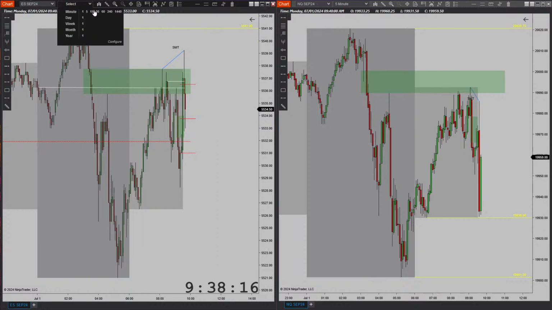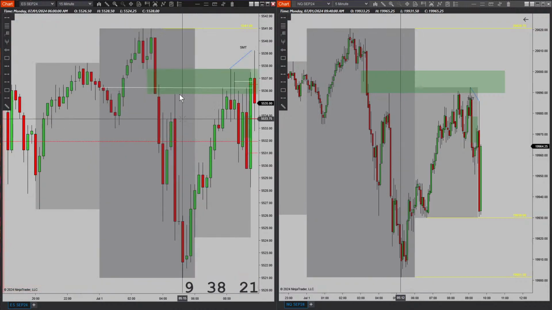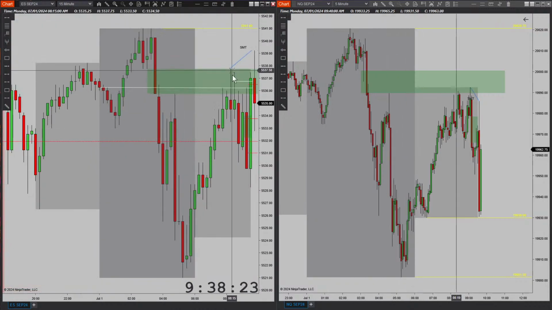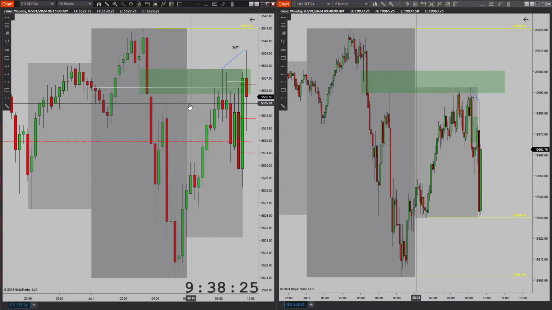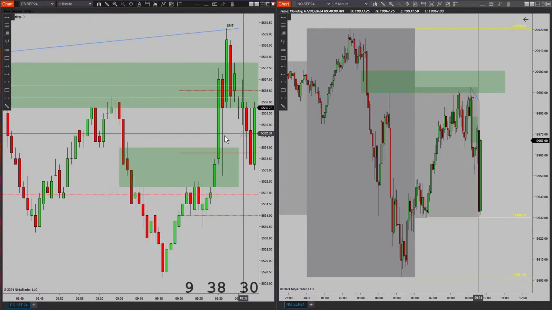What did we do on the 15 minute? So on the 1 hour, we did take out this 1 hour liquidity pool. On the 15 minute, we took out this pool. So we should be drawing lower from here. Looking for an entry. Let's see if there's one on the 1 minute.